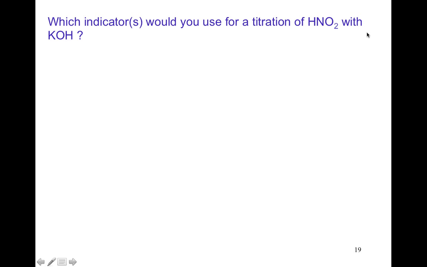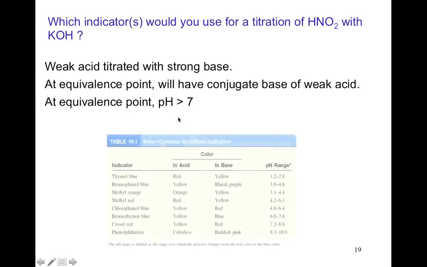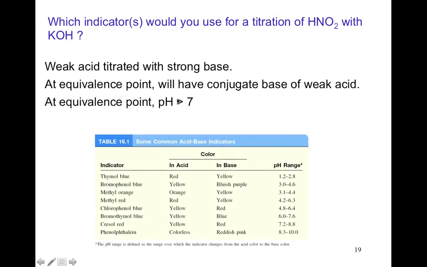And so if you took HNO2 with KOH, you'd say, okay, I got a weak acid with what I know to be a pretty strong base. So at the equivalence point, we'll have the conjugate base of a weak acid, and so our pH is going to be a little greater than 7. So if we're going to be a little greater than 7, maybe cresol red or phenolphthalein might be the one we want to bet on. And that's what they're saying as well. So that's great.